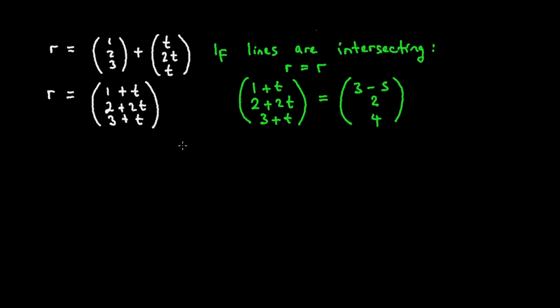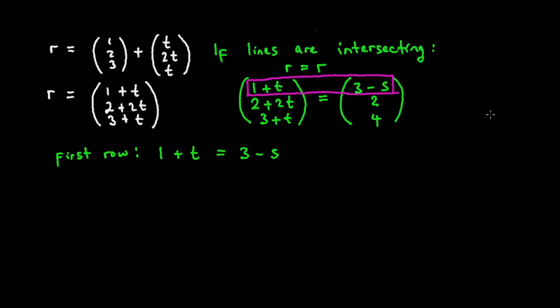So what we are doing here is taking the first row and writing it here to save space. So when I come here I say first row. In the first row we have 1 plus t is equal to 3 minus s, and this is the first row.